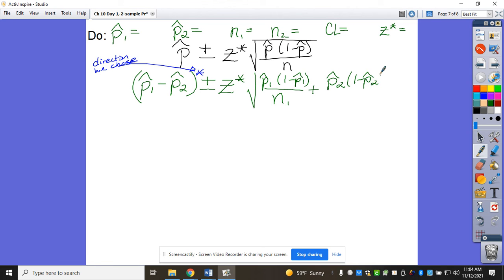so that's using all of our combined rules from in the past. We have to add, you always add when you combine variances, so we squared them both, put them together, and then took the square root to get back to standard deviation.